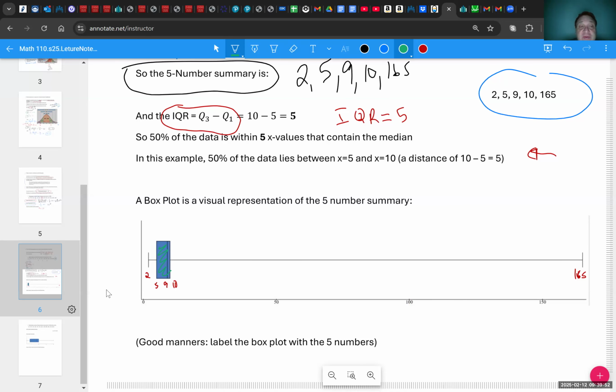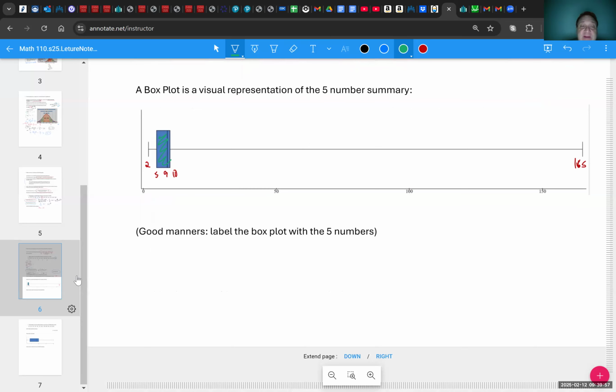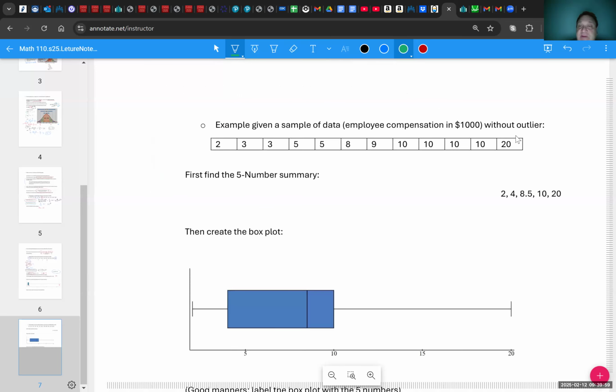And lastly, I'm going to show you another box plot with the same data set, but just missing the potential outlier. So I'm getting rid of the 165. So I have the same data set. There's only 12 data, a smaller data set, 12 items instead of 13 because I threw away the 165. We can find the 5-number summary in the exact same way.